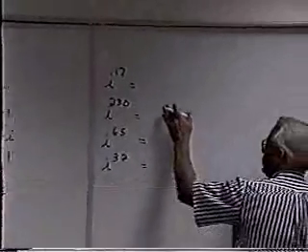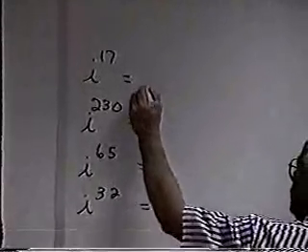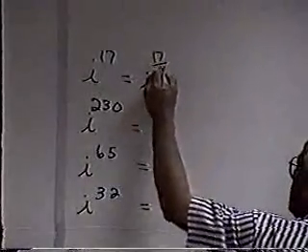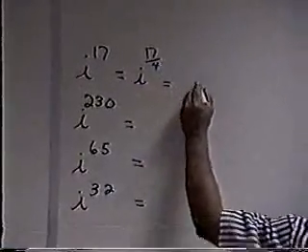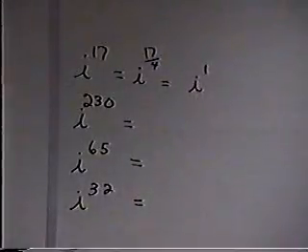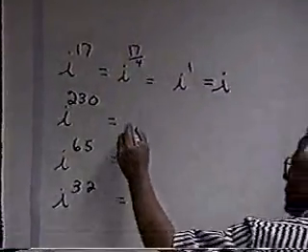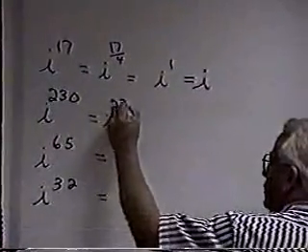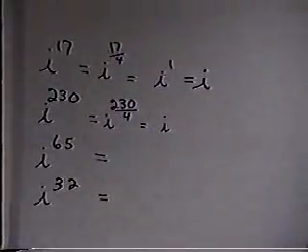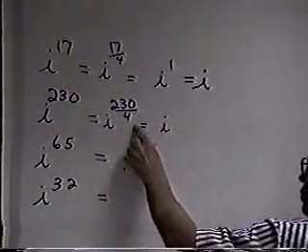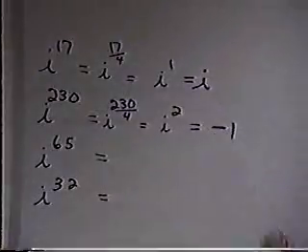Look at your notes if you wish, and you see these large powers of i. So what I will do is say i to the 17 divided by 4. 4 goes into 17 4 times with a remainder of 1, so the answer is i to the first power, which is still i. All right, i to the 230, I divide 230 by 4. 4 goes into 23 5 times, carry the 3, 4 goes into 30 7 times with a remainder of 2. So the answer is i squared, and we know that to be minus 1.